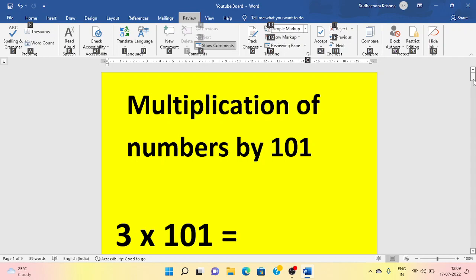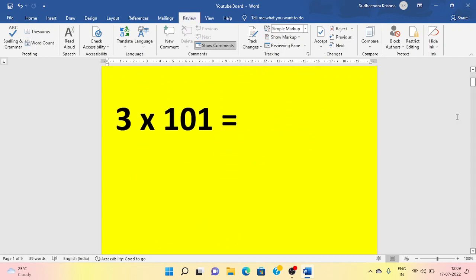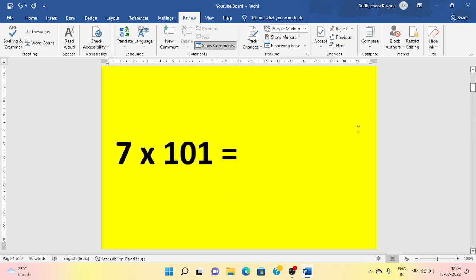So let us take the first example. We have 3 into 101. This is very simple. Wherever the digit 1 is there in 101, there you put the digit 3. So this will give you the answer. 3 into 101 is equal to 303. It's as simple as that. There is nothing to explain much about this. So let us take the last example. 7 into 101 is equal to 707. It's a very simple thing.